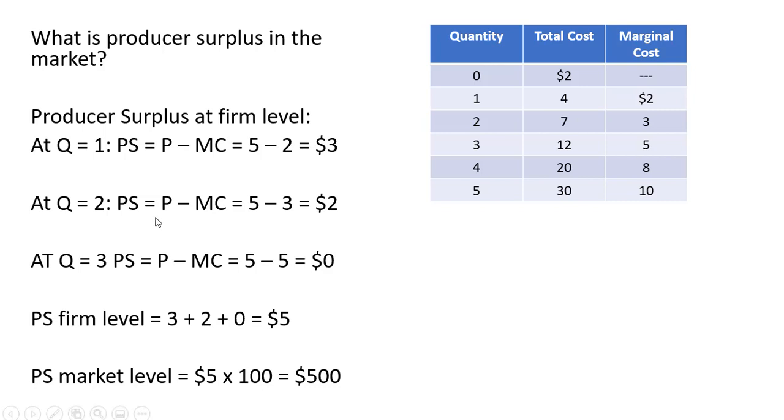On the second unit, the difference between price and marginal cost is $2. So the individual producer is making $2 of producer surplus at the second unit of output. And at the third unit of output, we see that producer surplus is 0. So at the firm level, total producer surplus is $5. And in the entire market, since there are 100 firms, each earning $5 of producer surplus, total producer surplus in the market is $500.